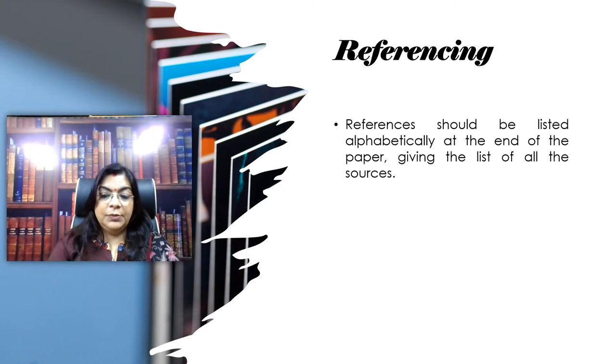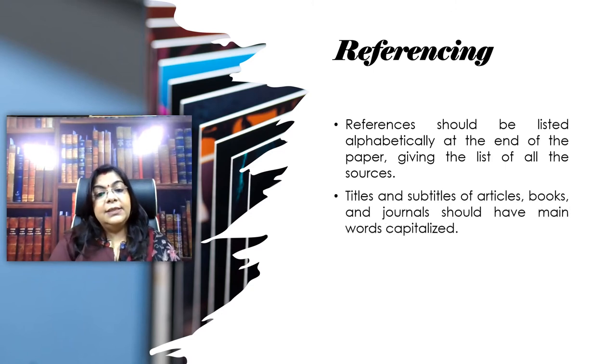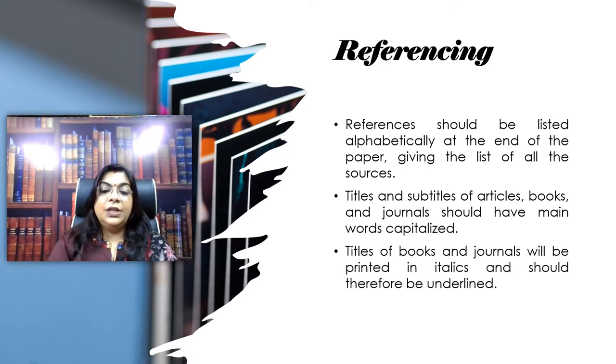Usually students or persons are not taking care of this simple thing, that all references should be written alphabetically. Because you are writing references, this is not endnote, nor footnote. So you have to be careful. Then titles and subtitles of articles, books and journals should have main words capitalized. This is again very important. Then titles of the book and journal will be printed in italics, and should therefore be underlined. So you have to be careful about that.